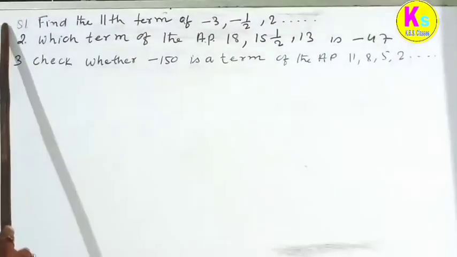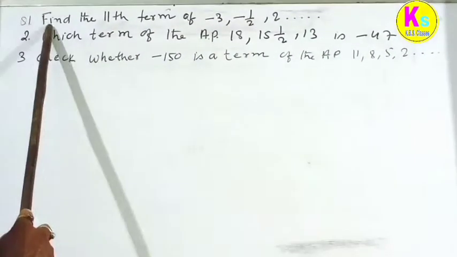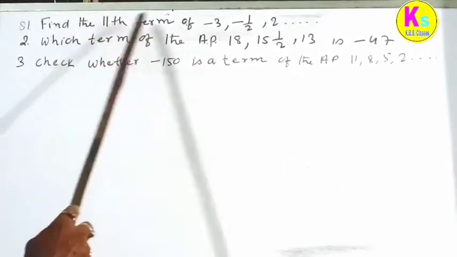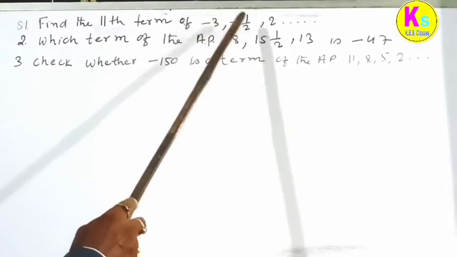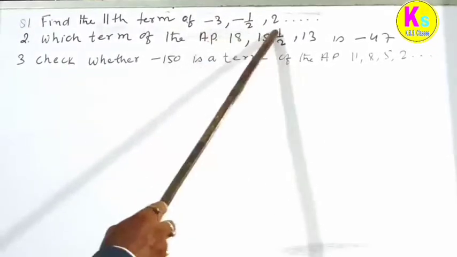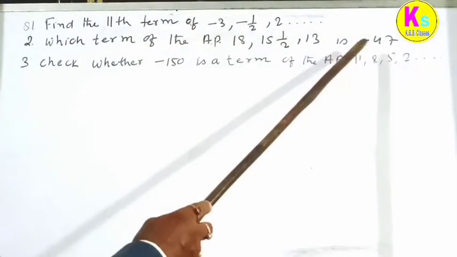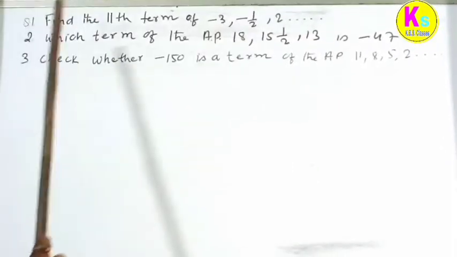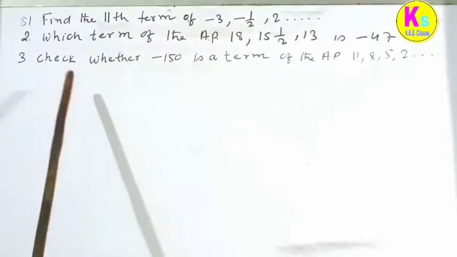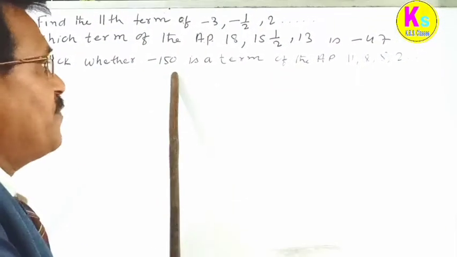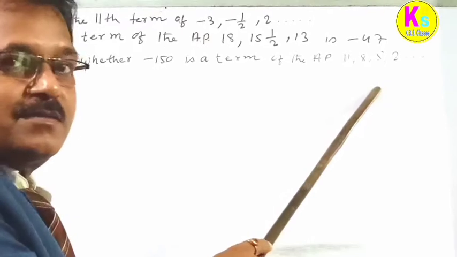Here I have written 3 examples. To find the 11th term, a very easy one, of -3, -1/2 and 2. This is in AP. The second one is which term of the AP is this one; you have to find the number of terms. And in the third one, you have to check whether -150 is a term of this AP.